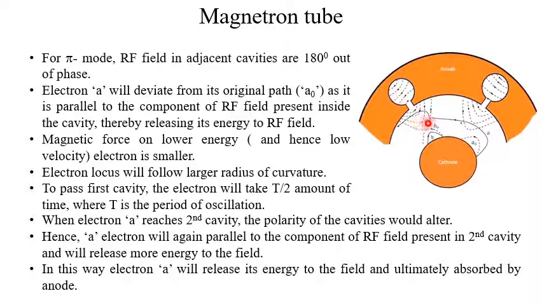In this way, electron A will lose more energy and will move more towards the anode, and finally, after giving its energy to several cavities, it will ultimately go towards the anode with very little energy. So it will get absorbed by the anode.